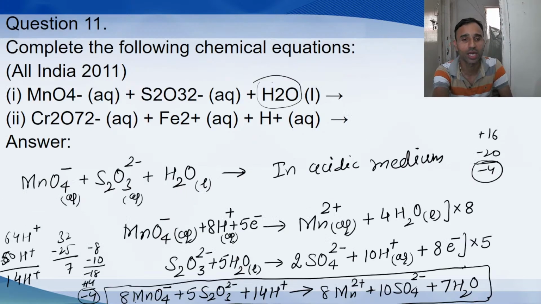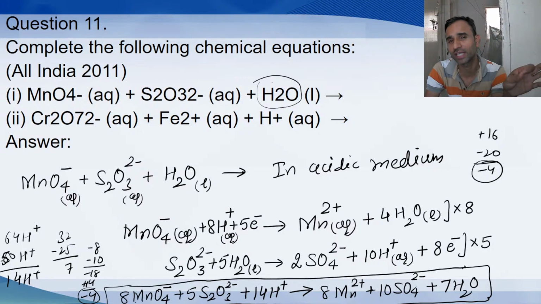Second is Cr2O7 2 negative, Fe2 plus, H plus. And at the same time there is no confusion at all for dichromate ion, because dichromate ion acts as an oxidizing agent only in acidic medium. Keep in mind. But KMnO4 can act as an oxidizing agent in acidic medium, basic medium, neutral medium, all the mediums. That's why we should look at MnO4 negative ion, in which medium this equation should be balanced.